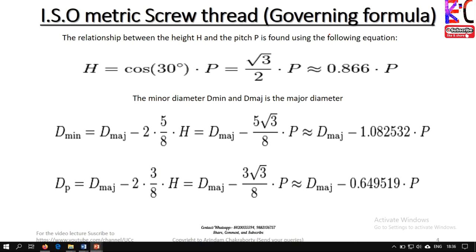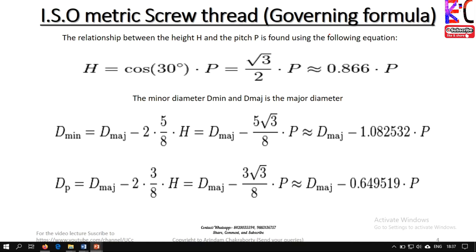So for India we follow the ISO metric thread. The ISO metric thread is a government certified thread, as well as certified by our big experts and everyone.